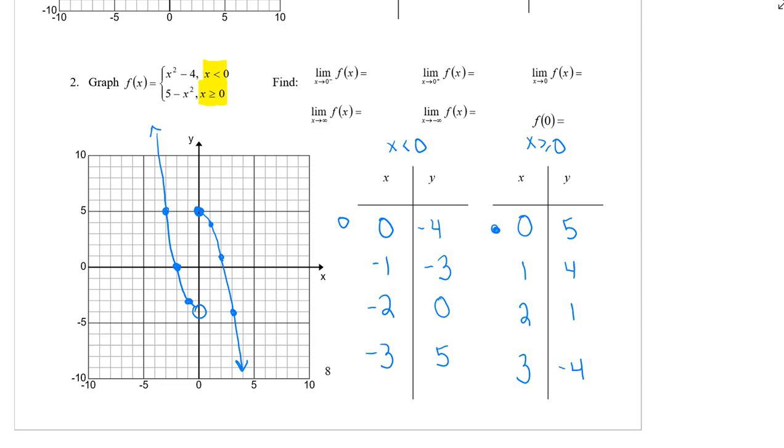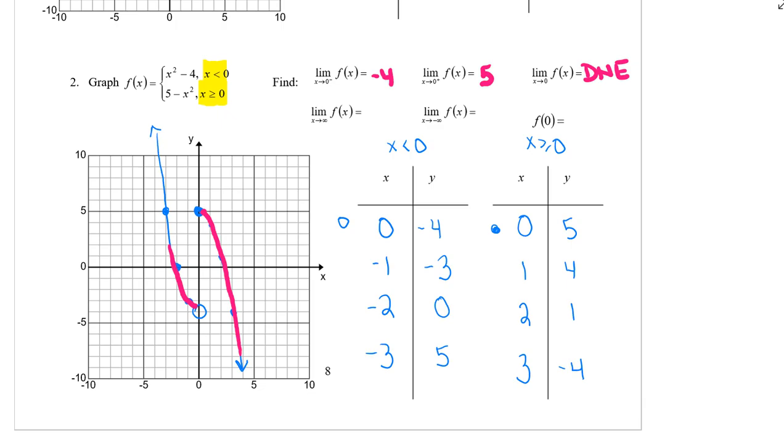So as we approach 0 from the left, I'm going to hop on that function and head towards 0 from the left. My y values are cruising towards -4. As we approach 0 from the right, I'm going to hop on that function and head towards 0. And as I get closer and closer to 0, my y values are headed towards 5. I have different limits for 0 from the left and the right, meaning that the limit as my function f of x approaches 0 is DNE.